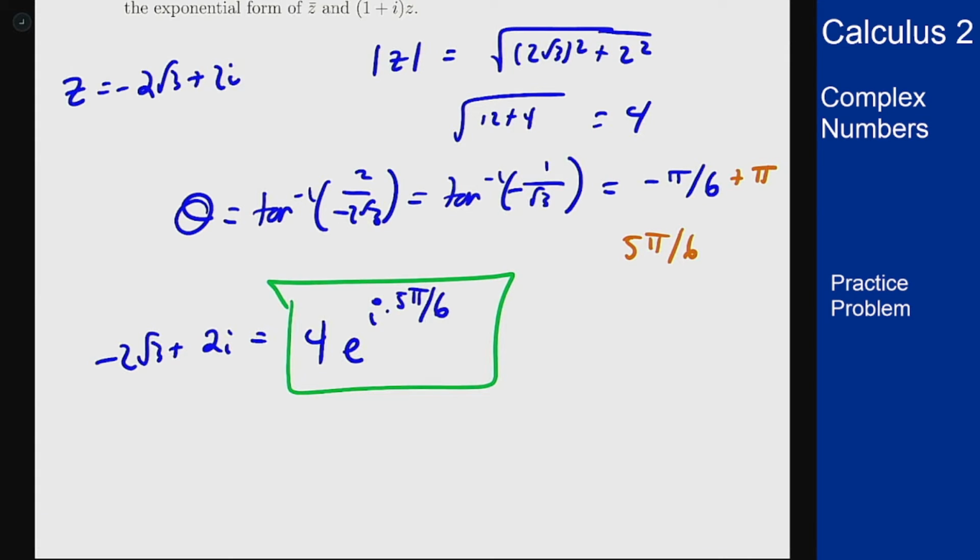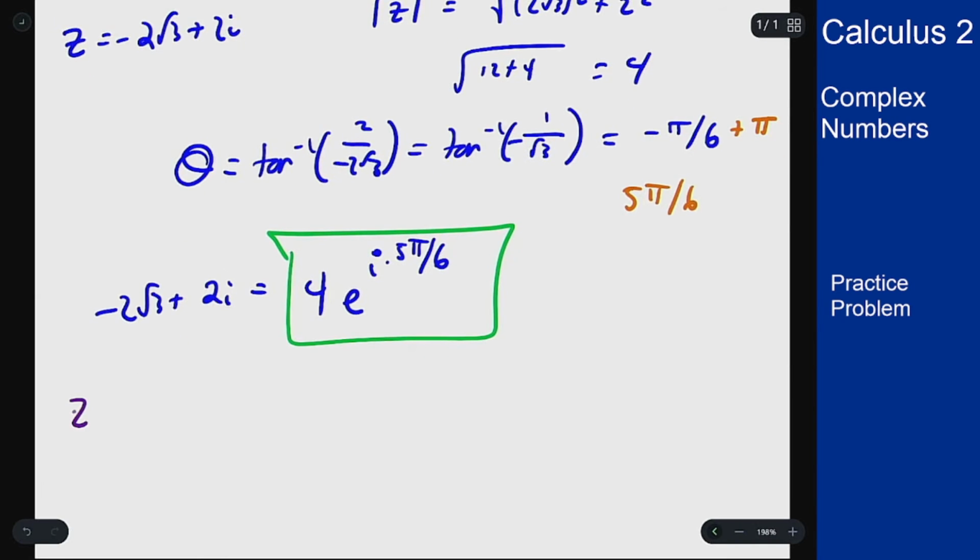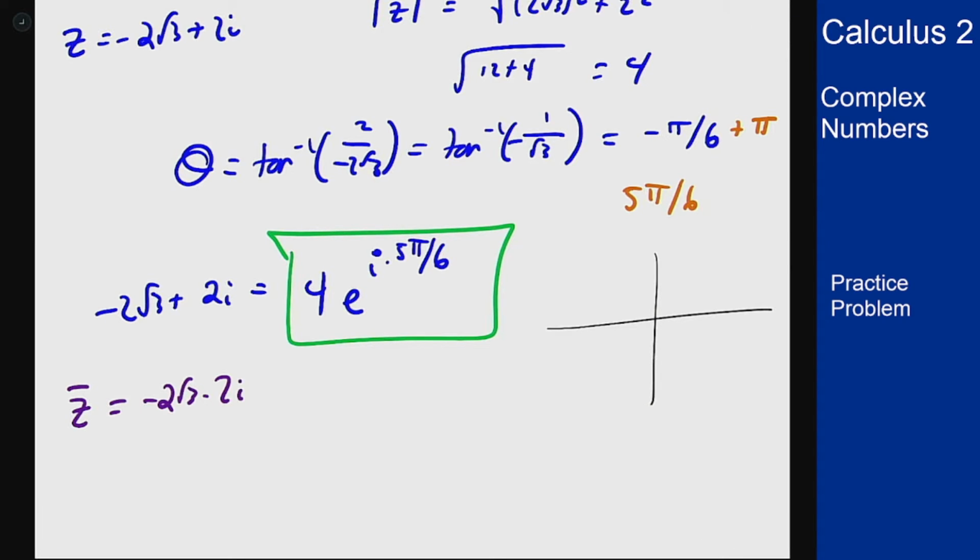Now, for the conjugate, we could solve this in two ways. We could either just take the fact that the conjugate complex number is minus 2 root 3 minus 2i and solve it directly, or we can use geometry here. For the geometry, when I take the complex conjugate, so minus 2 root 3 plus 2i is somewhere around here, the complex conjugate will flip over the x-axis and end up down here in the third quadrant. If this is z, then this is z bar down here.